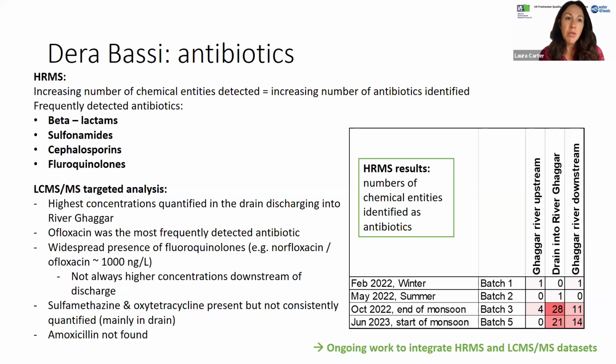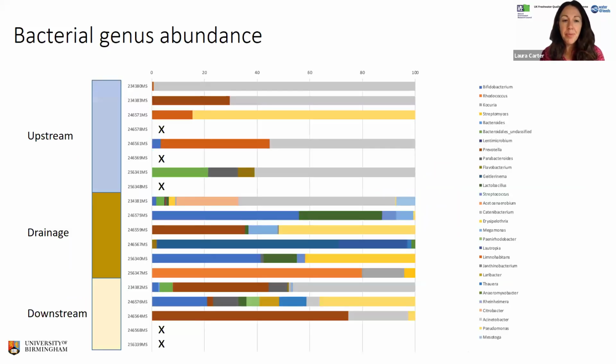But if we looked across all antibiotics that we were able to quantify, it wasn't necessarily the story that you had the highest concentrations downstream of the site of the discharge, and we did see higher concentrations upstream for some of these chemicals. So I think this just goes to show that it's really important to consider multiple sources when we're considering the receiving environment. Now, moving on to the metagenomics work here.